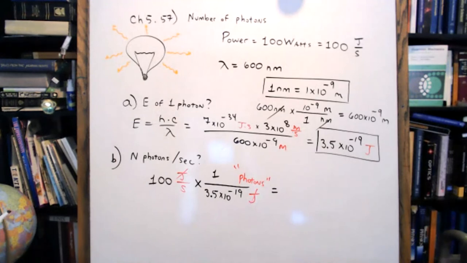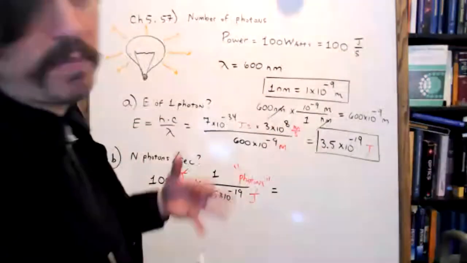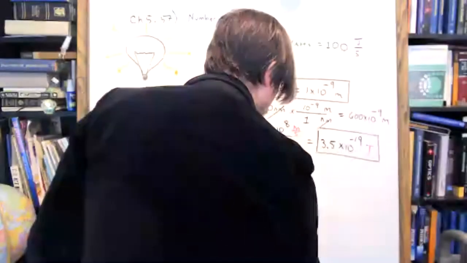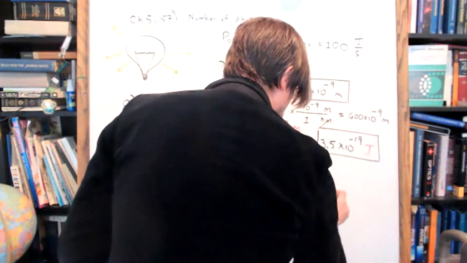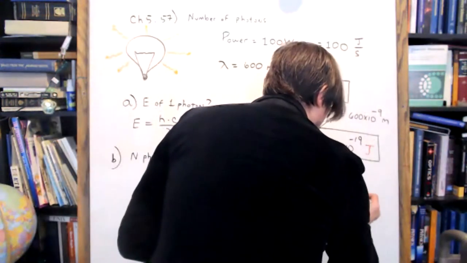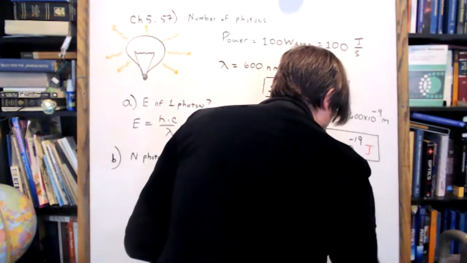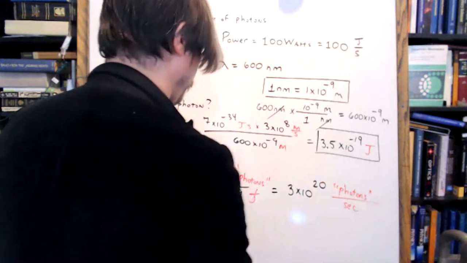I got 2.9 times 10 to the 20th. Let's do a bold round here so that we don't miss the point. Do three, so 3 times 10 to the 20th. Yep, and the units are photons per second. It's per second, but it's number of photons per second.